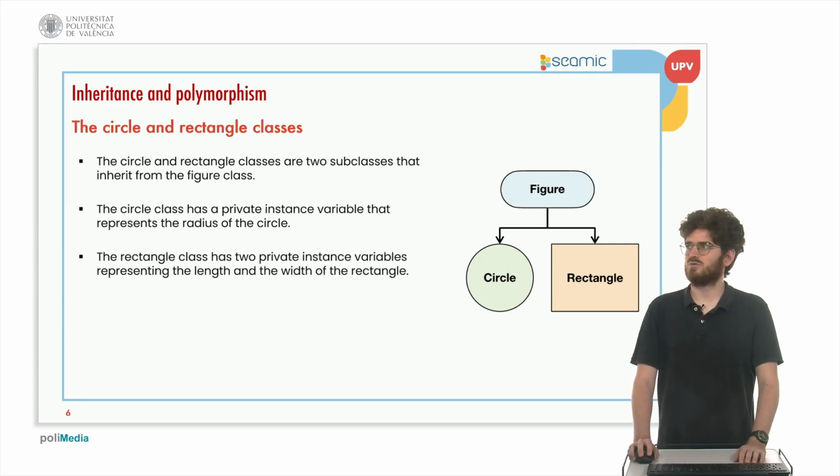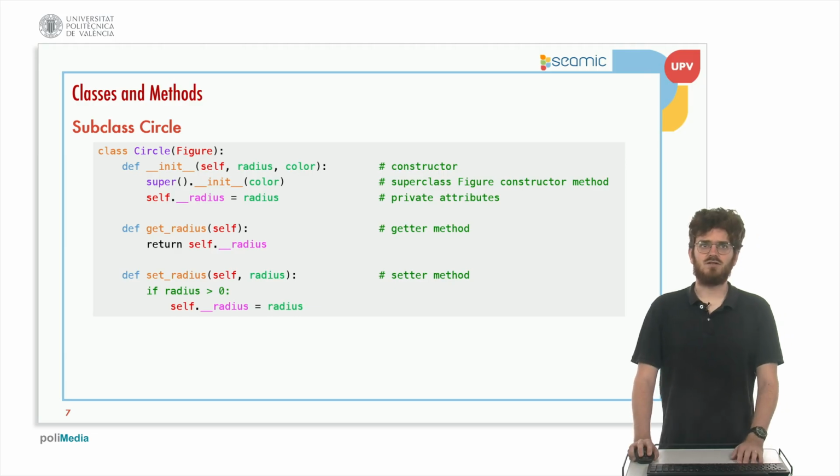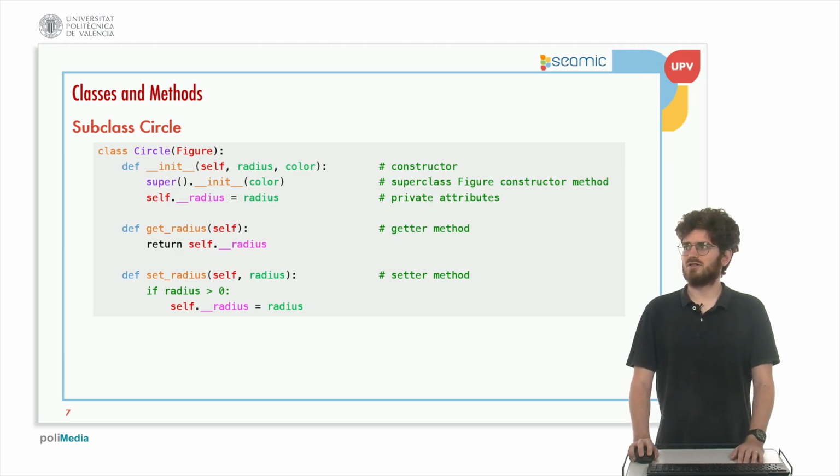For example, in this case, we're going to create a circle class, which will have a radius, defining the distance between the center and the side of the circle. And the rectangle class can have two private instance variables or attributes representing the length and the width of the rectangle. Of course, we could have many more classes, but I just want to focus on this small example. So let's see the circle subclass.